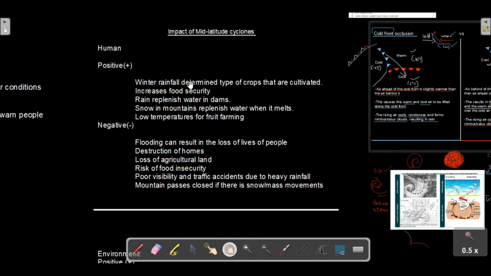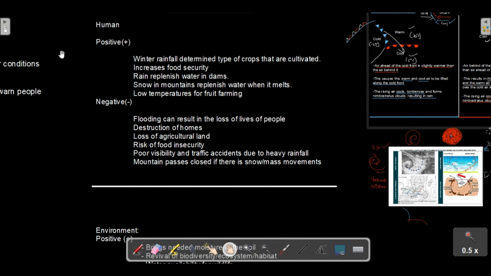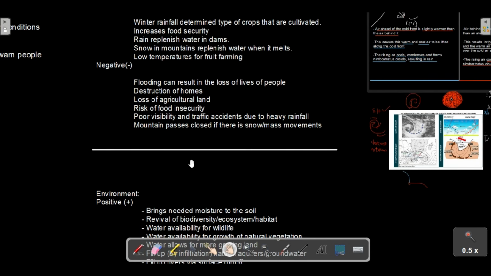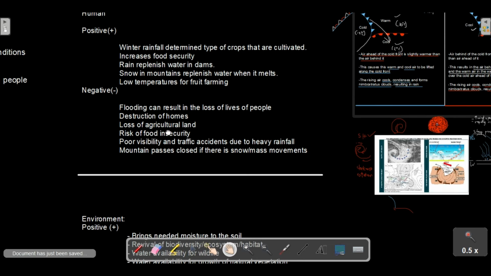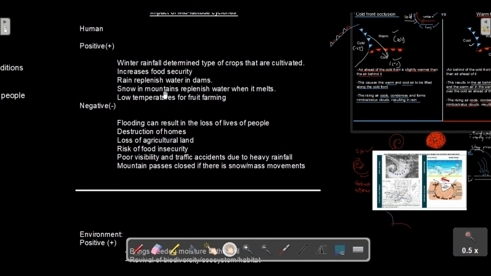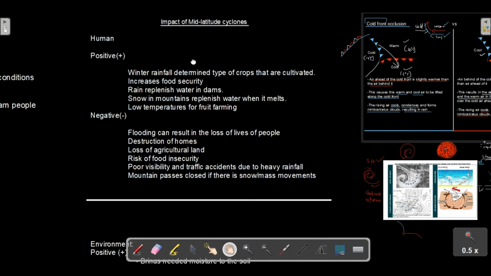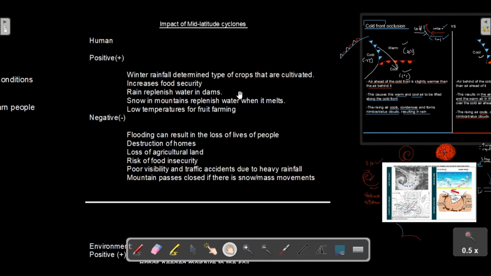I've separated these into human impacts and environmental impacts. I'll also do other impacts as well, like tourism, because they have different types of impacts when it comes to exams. So remind me to do a video on one of those, or all of them.